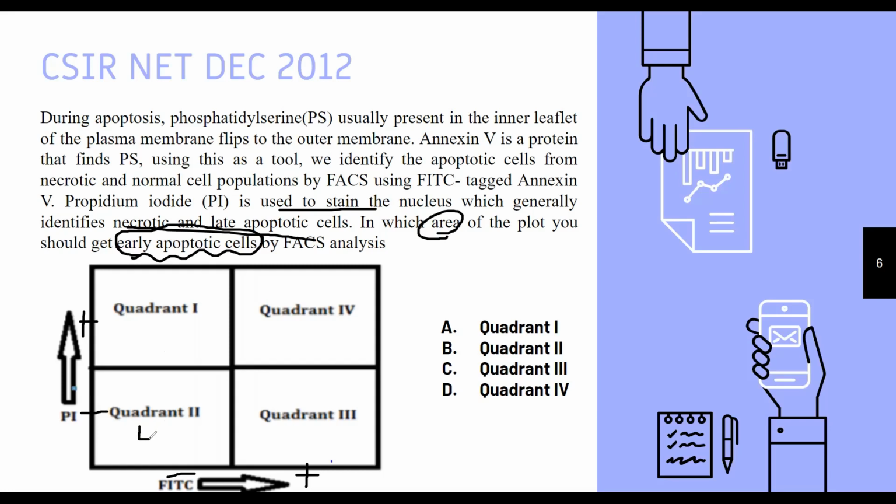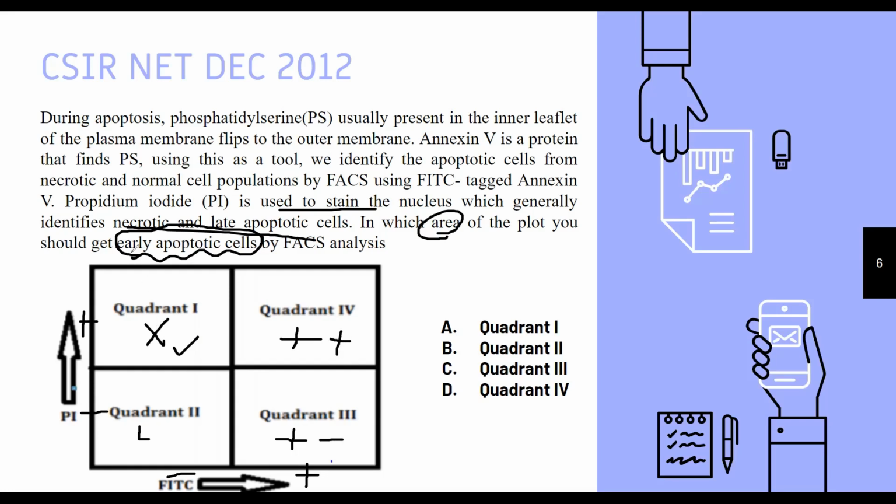So this is not our option. When FITC is negative, that is in this quadrant, it is again not an apoptotic cell at all because it's not taking up your annexin V. So either it is the third quadrant or it is the fourth quadrant. Now in the third and fourth quadrant, annexin V is positive in both. Let us see for PI. Now here in the third quadrant, PI is negative, whereas here PI is positive.